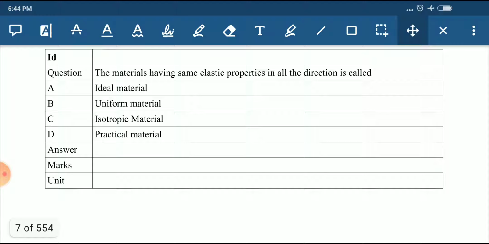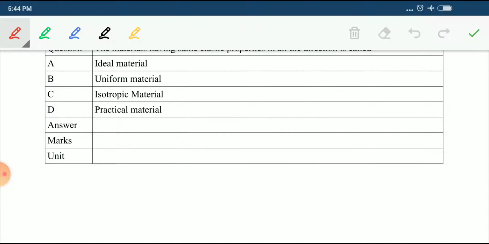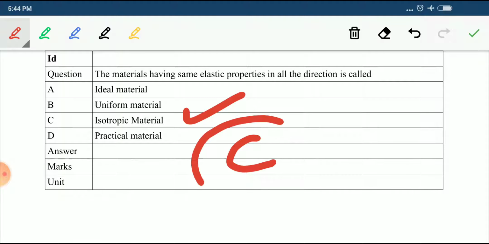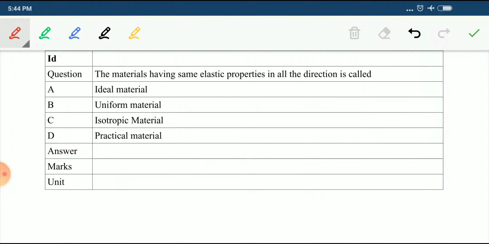The material having the same elastic property in all directions is one of the important questions. Which is the correct answer? The material having the same elastic property in all directions is called isotropic material. C is the correct answer for this question. Next.